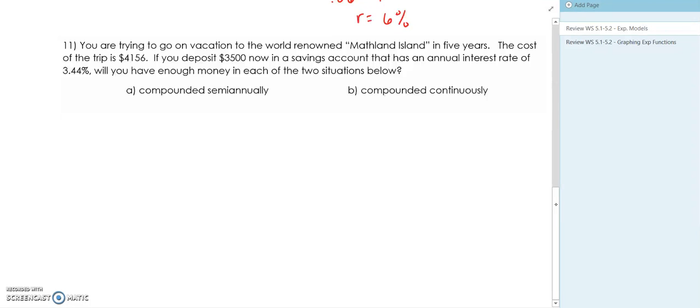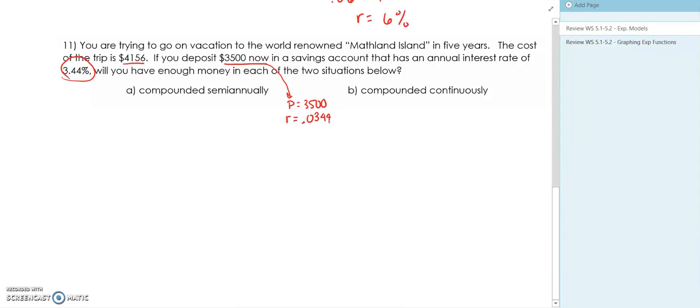All right, this last one is about someone wanting to go on vacation to Mathland Island. They want to go in 5 years, so you know this is the cost of the trip. But right now, my starting amount, I'm going to deposit $3,500. So this here is my principal. It's my starting amount. And I see that I have a rate of 3.44, so that's 0.0344 when I use it.